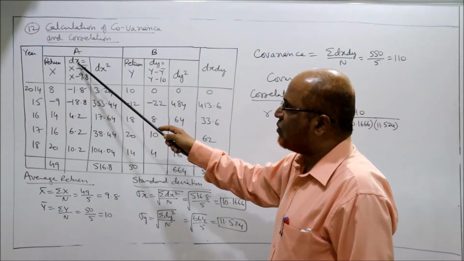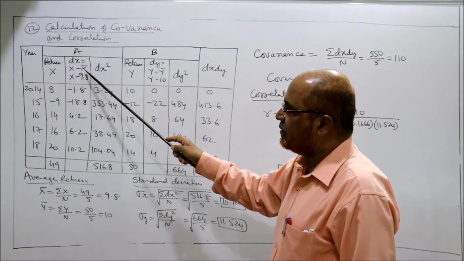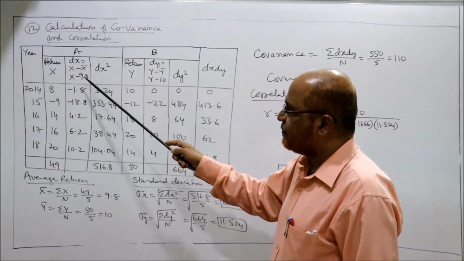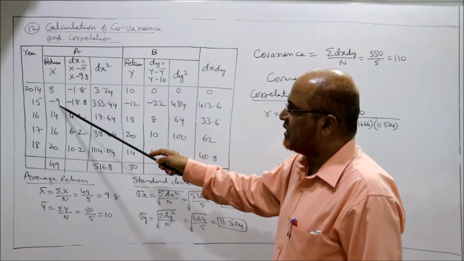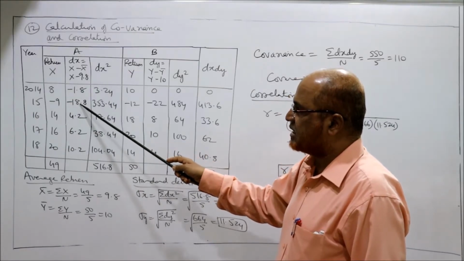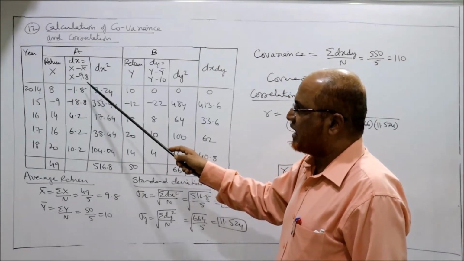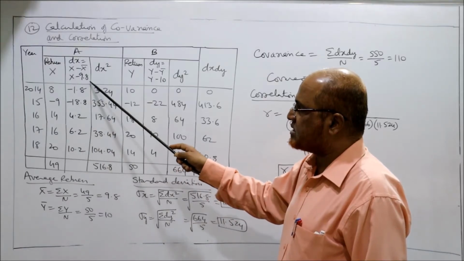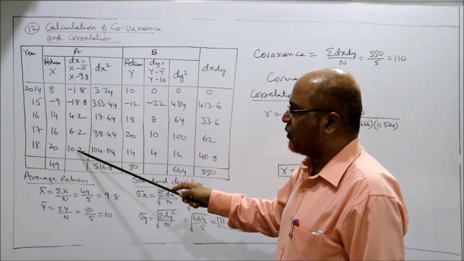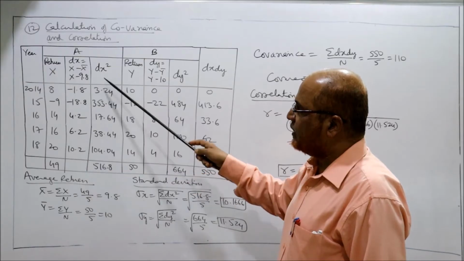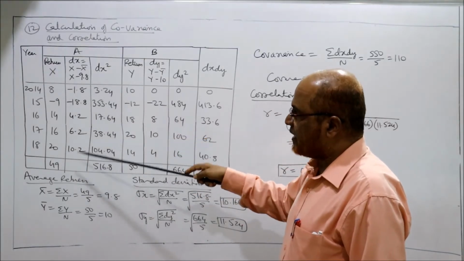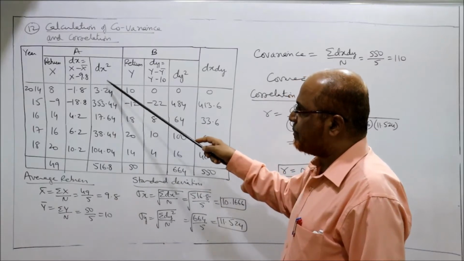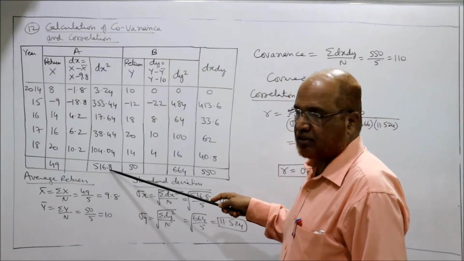So dx is equal to x minus x bar. X bar is 9.8. So 8 minus 9.8 is minus 1.8, 9 minus 9.8 is minus 18.8, 14 minus 9.8 is 4.2, 16 minus 9.8, 20 minus 9.8. So dx we got. Now square कर देंगे, dx square. जो भी values आएंगे पूरा को square कर दिए तो we got summation dx square 516.8.